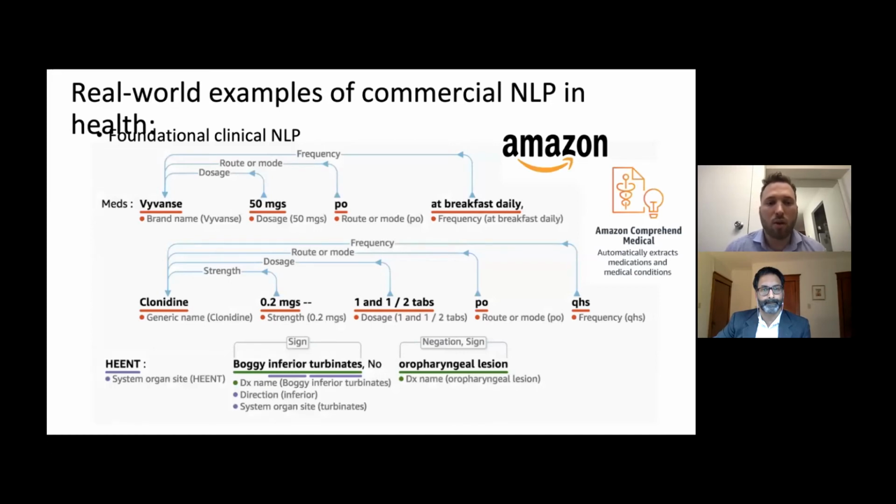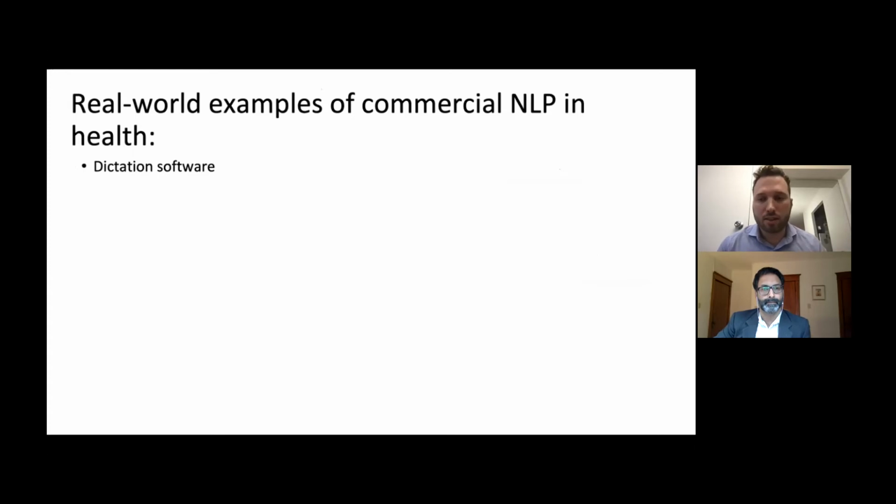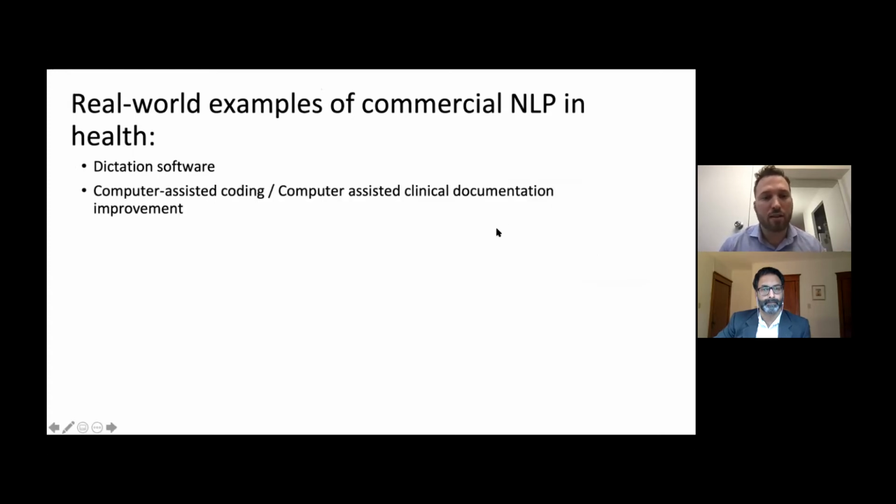One of the more well-known ones is Amazon, which has a tool able to process medical notes and do all of that classification, and it's actually really quite accurate. Another example is dictation software, as you're familiar with, computer-assisted coding. Some jurisdictions in Canada code more than others, and these can recommend automated codes and improve documentation.